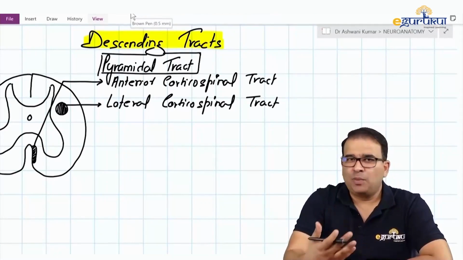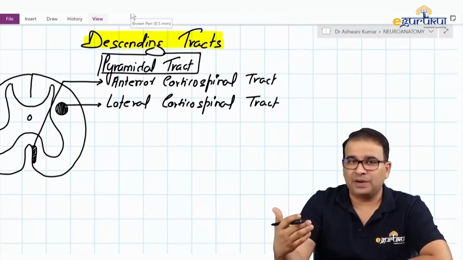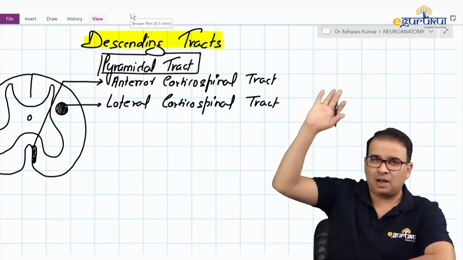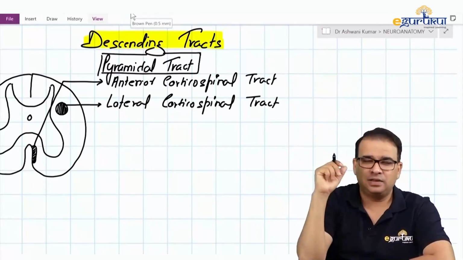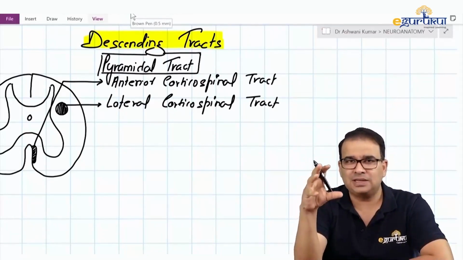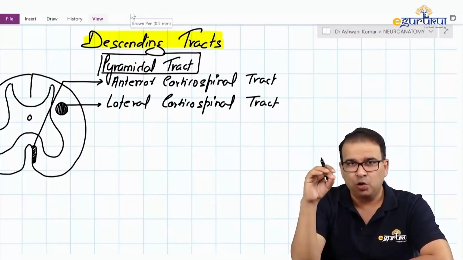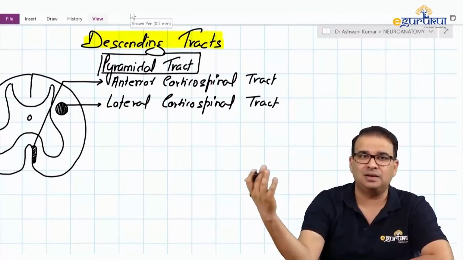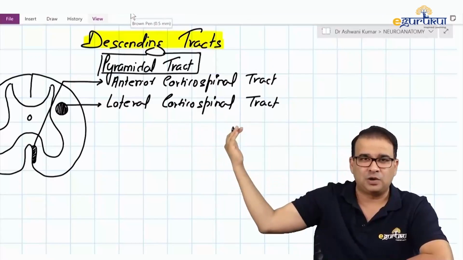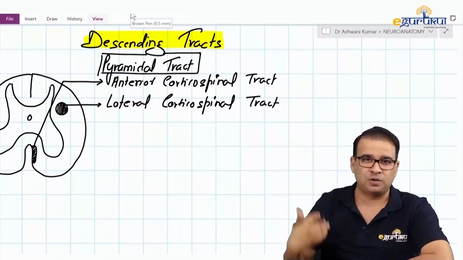And as you can see, the nomenclature here is based on where they are present in the spinal cord. Now, wherever they are coming from, wherever they are in the brainstem, or higher in the internal capsule, that is not the point. The point is location of these tracts in the spinal cord. One is anteriorly placed, so we say anterior. One is laterally placed, so we say lateral. Corticospinal tract, from the cortex to the spinal cord, corticospinal.